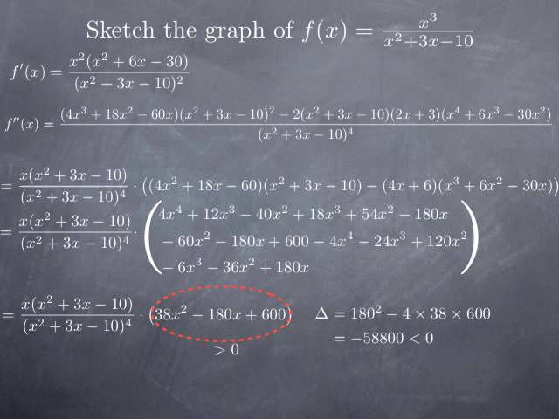The bottom, x squared plus 3x minus 10 to the fourth, is a power of 4, so it's also always positive. So that means that the second derivative is of the sign of x multiplied by x squared plus 3x minus 10, and the second factor factors further as x minus 2, x plus 5.